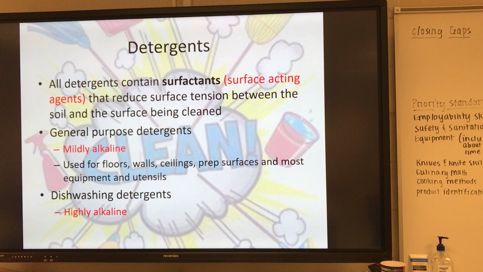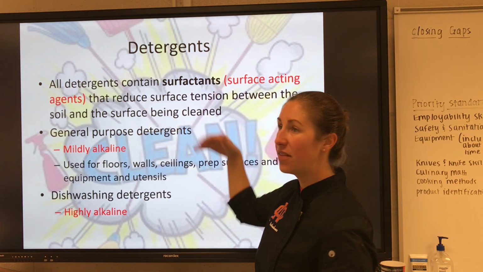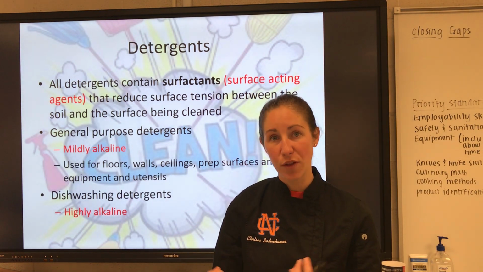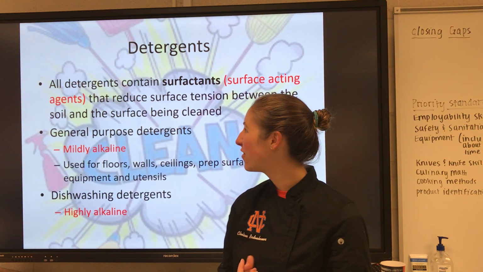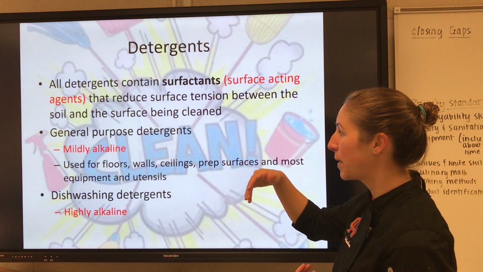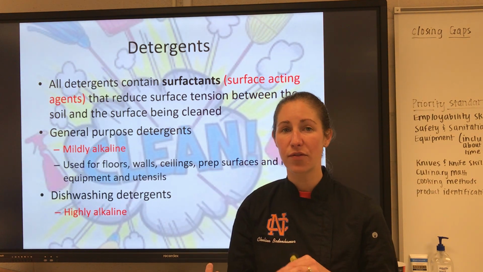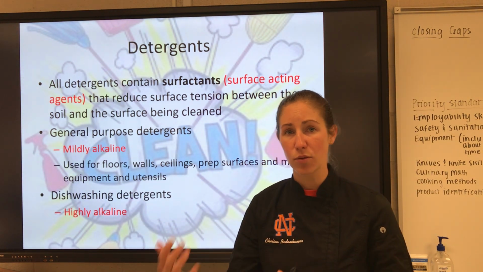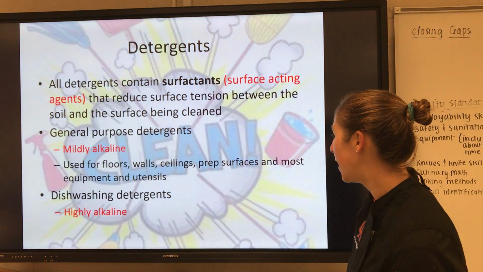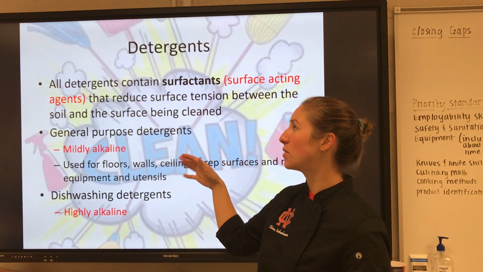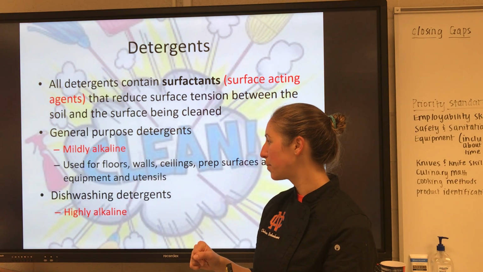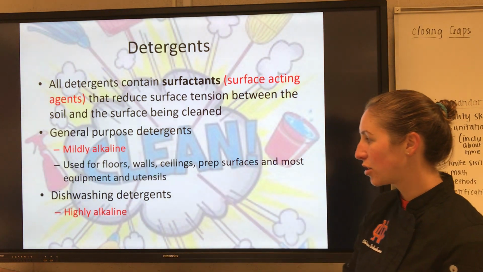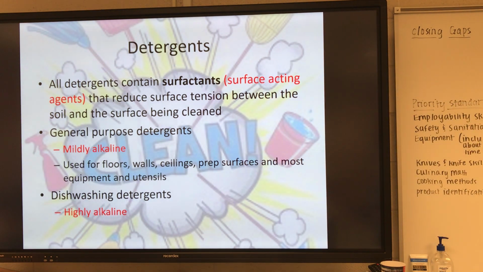So your detergents, they contain what we call surfactants, and they're just there to help to remove the debris, help to remove the food. They've got a chemical that's acting on all of that food. It's usually general purpose, it's mildly alkaline. You can use it for a variety of things: floors, walls, dishes, equipment and utensils. Because of its properties, it's just a good general purpose cleaner, okay? However, dishwashing detergents are a little bit more highly alkaline.